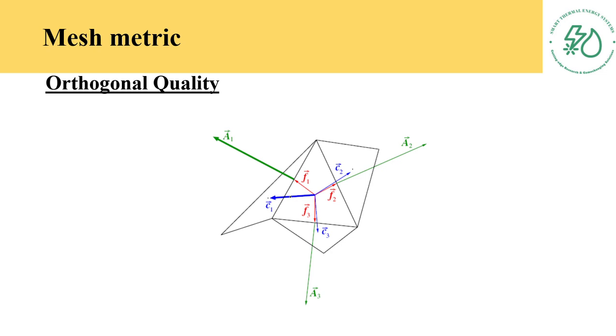The angle between A and C, and between A and F, can be calculated, as well as the cosines of the angles between them. The smallest calculated cosine value is the orthogonality of the cell. That's the definition of orthogonal quality. This value ranges between 0 and 1, where a value of 0 is worst and a value of 1 is best.